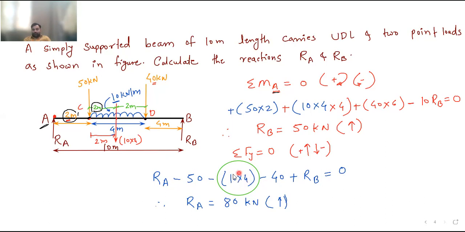So even though we have written 10 into 4 here, don't get confused. This 10 into 4 is not a moment. This 10 into 4 is the conversion of this UDL into the point load. Ultimately, we are considering all these point loads over here. Reaction is also a point load. So all these point loads we are considering in summation Fy, and same thing we will do in summation Fx also. We only consider the point loads. That is why we have converted this UDL into the point load. That is why this term has come over here, 10 into 4.